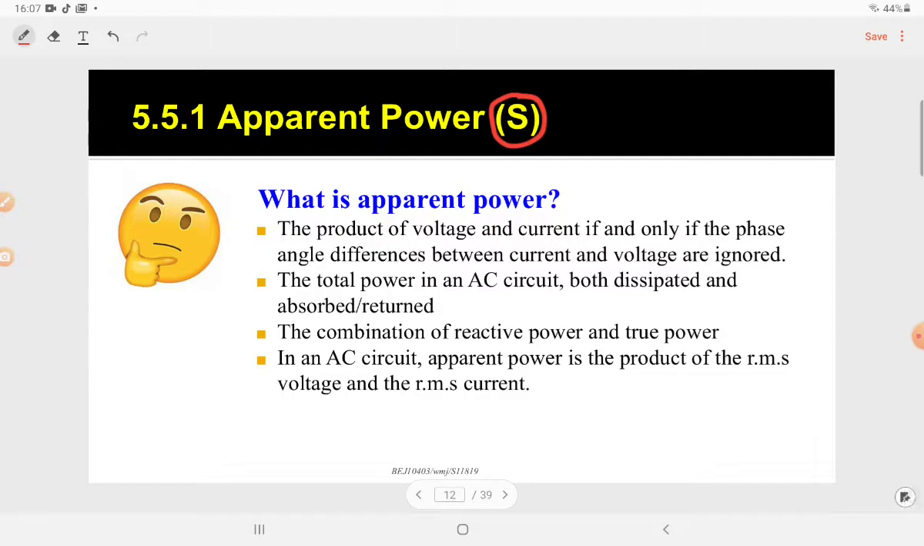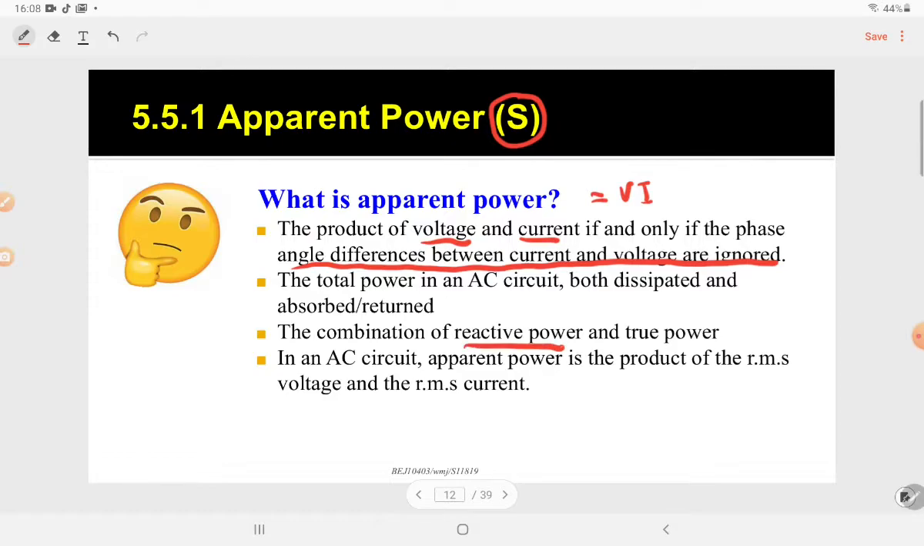Apparent power is the product of voltage and current, if and only if the phase angle difference between current and voltage is ignored. That means apparent power is P equal to VI. By ignoring the phase angles of the voltage and the current, that is apparent power. It is the total power in an AC circuit, both dissipated and absorbed, so the combination of reactive power and true power.